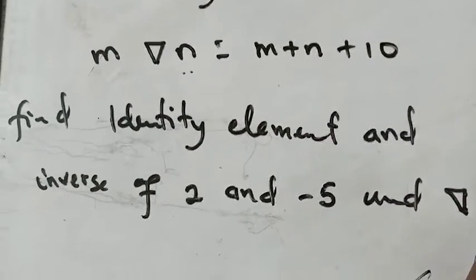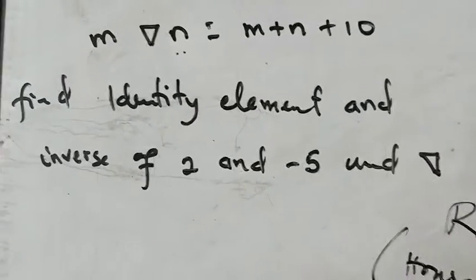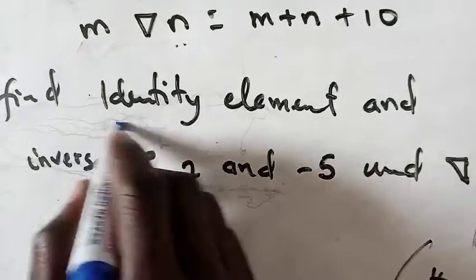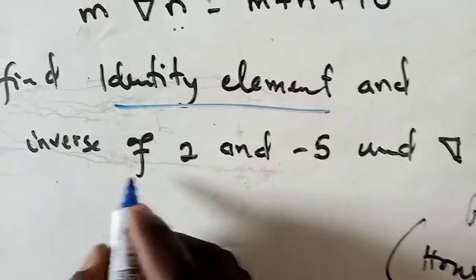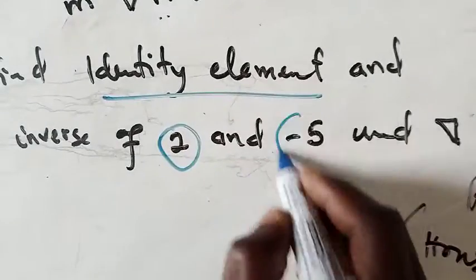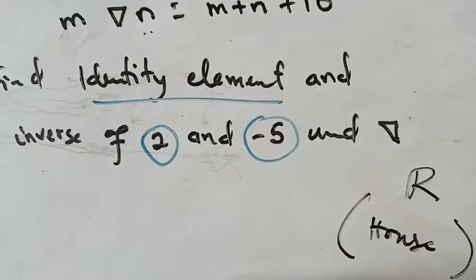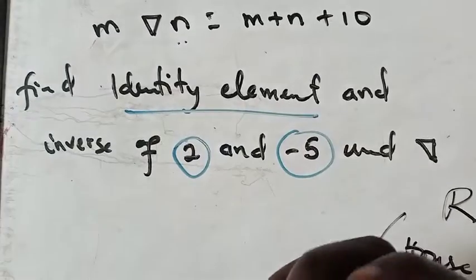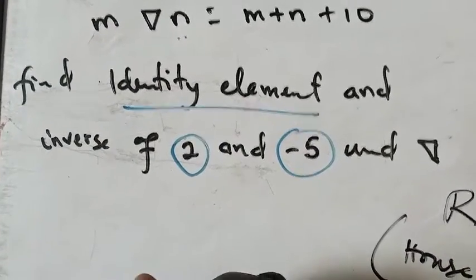Now, at the end of this, we have been asked to find the identity element of that group, as well as the inverse of an element out of the group. So let's see how to do that in the next section.